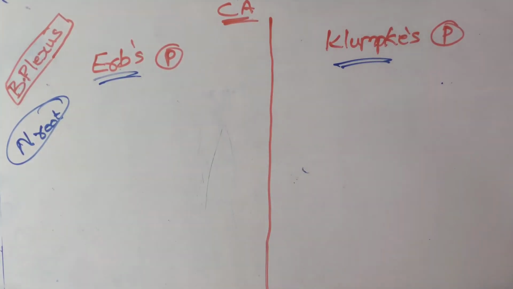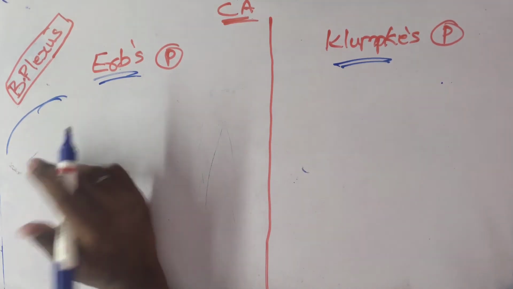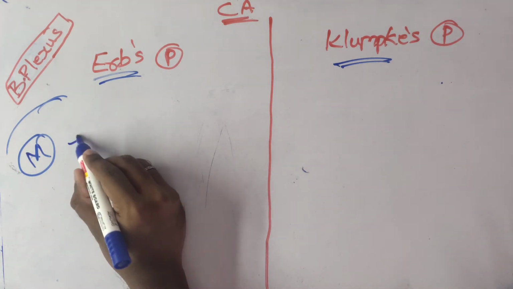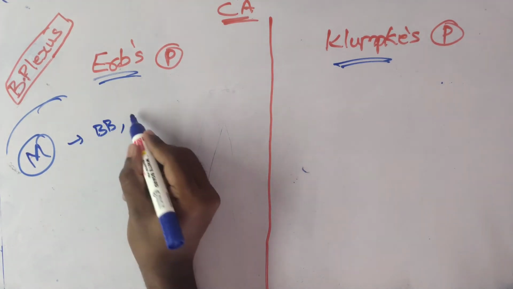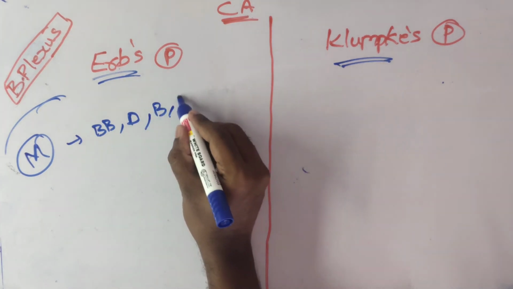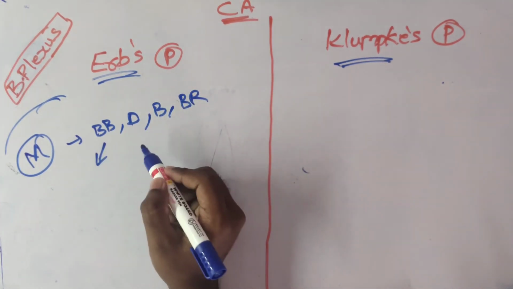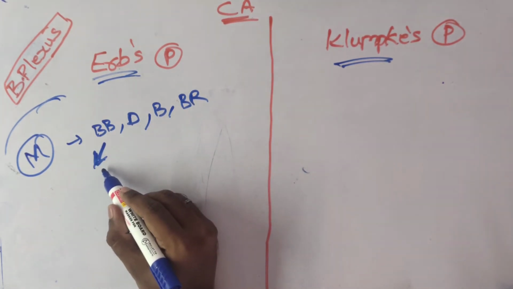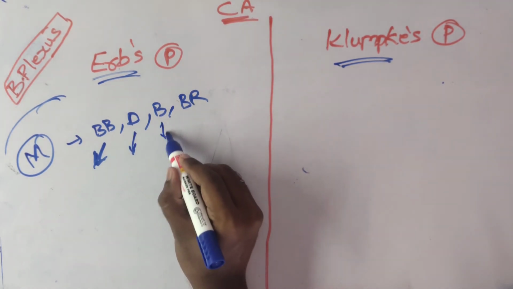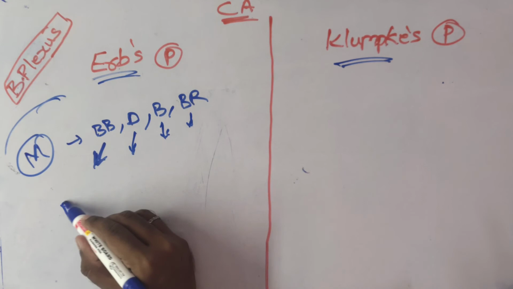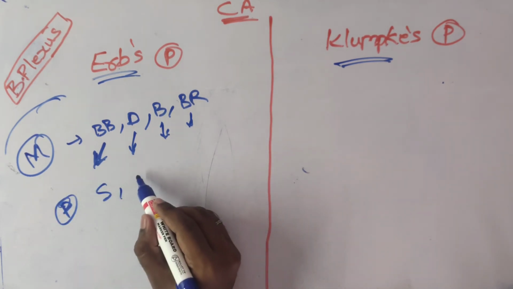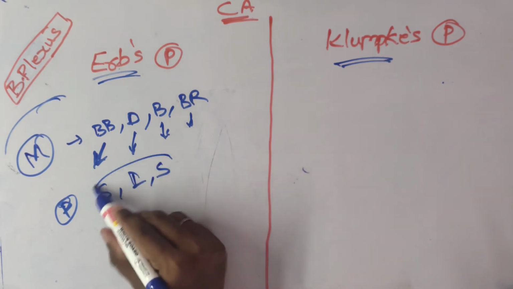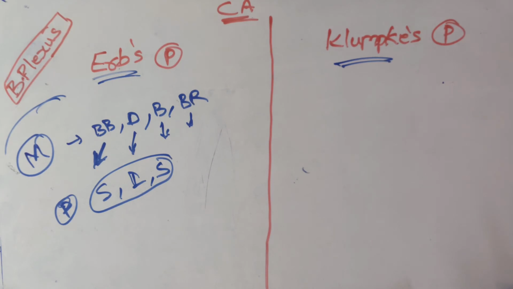Next, coming to the muscles that are paralyzed in this condition. In Erb's paralysis, mainly biceps brachii, deltoid, brachialis, and brachioradialis are paralyzed, and sometimes partially supraspinatus, infraspinatus, and supinator muscles are also paralyzed because of this condition.